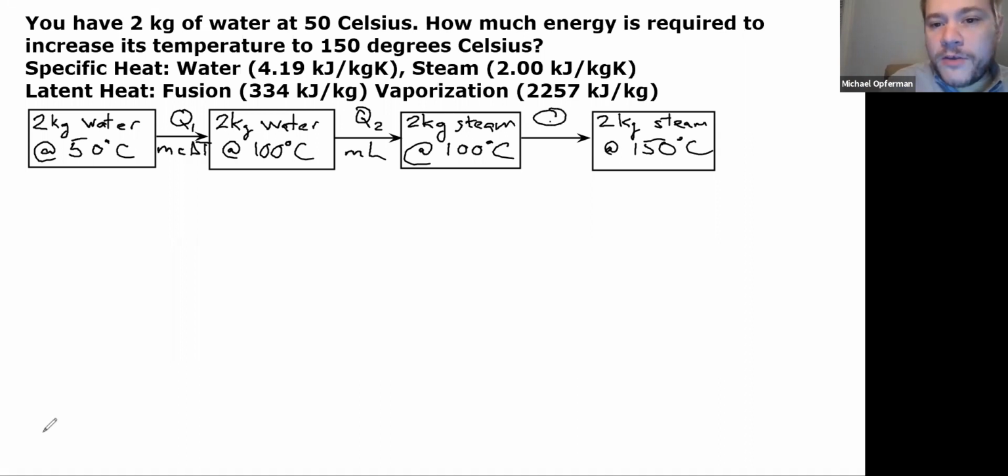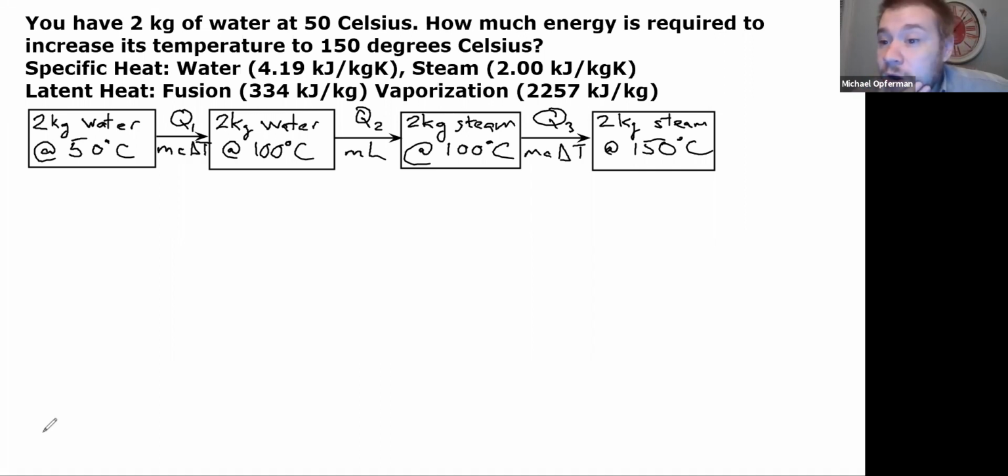And this is going to have a Q3, and this one's going to be calculated with MC delta T. Okay, so that's what I mean by a flow chart. I now have this laid out in front of me. I now have my thoughts organized.